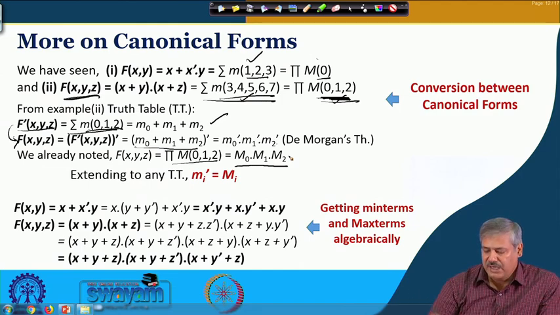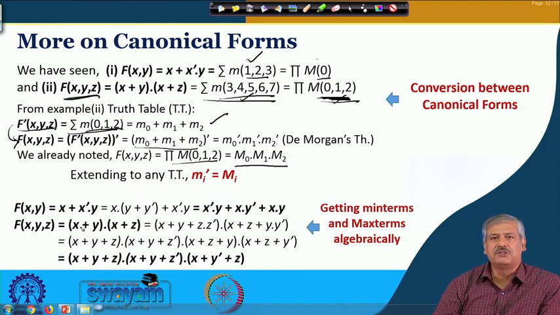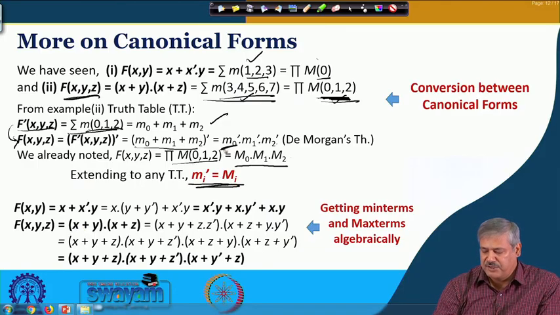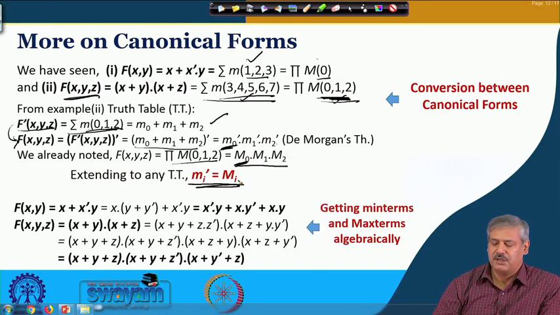So, we can see for any such truth table, if you just extend it, that mi' and Mi correspond, so m0' and M0 correspond. So, mi' is the same as the Maxterm; if you take the complement of the minterm in the ith position, you get the corresponding Maxterm in the ith position. This is a very simple relationship we will keep in mind. Okay.